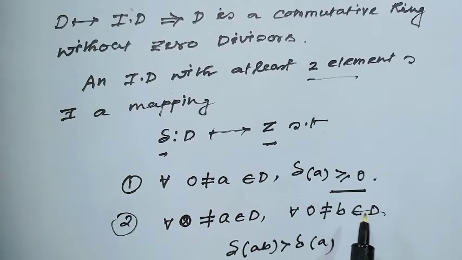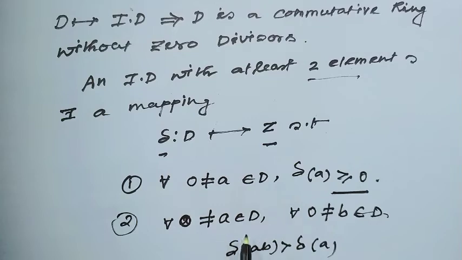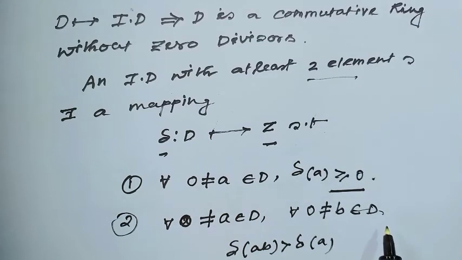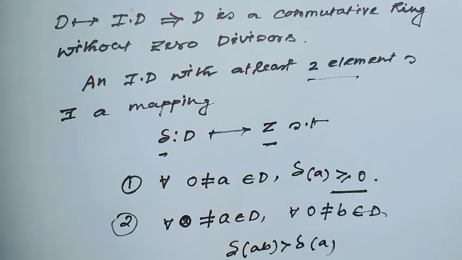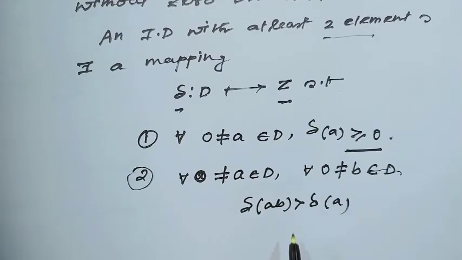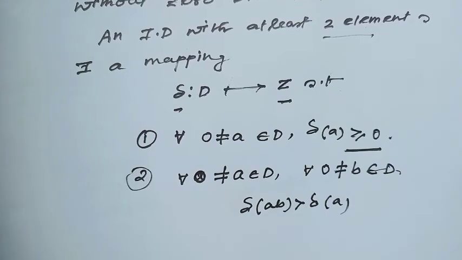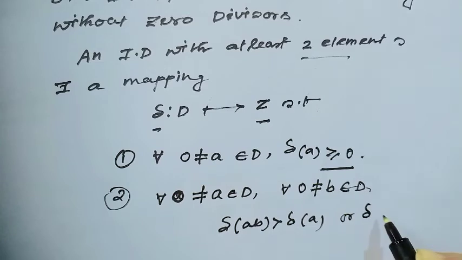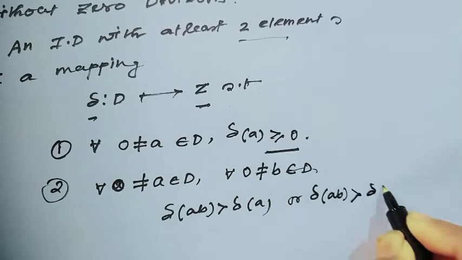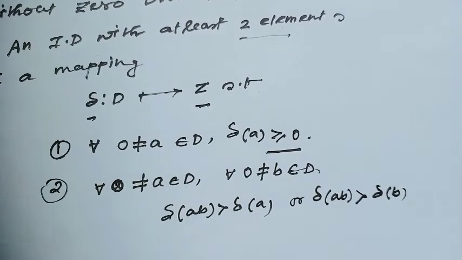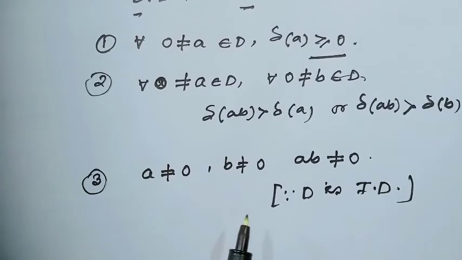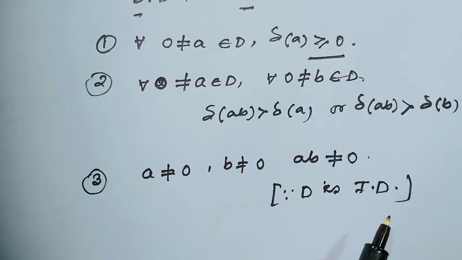And the second condition: if we consider two non-zero elements a and b in the domain D, then delta of ab, the image of these two elements, will always be greater than or equal to the image of delta a. Similarly, the image of ab will always be greater than or equal to the image of b. Third condition: if we consider two non-zero elements a and b, then their product will always be non-zero because the ring D is an integral domain.